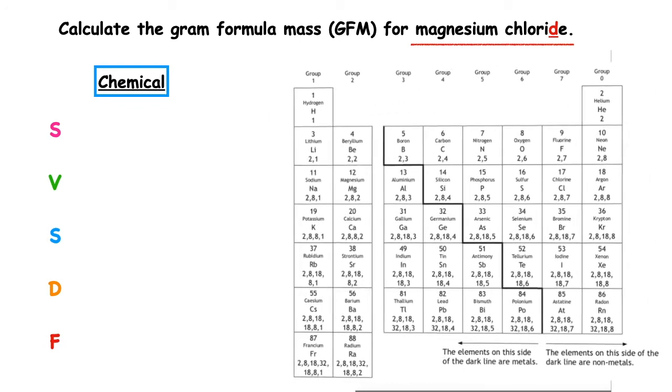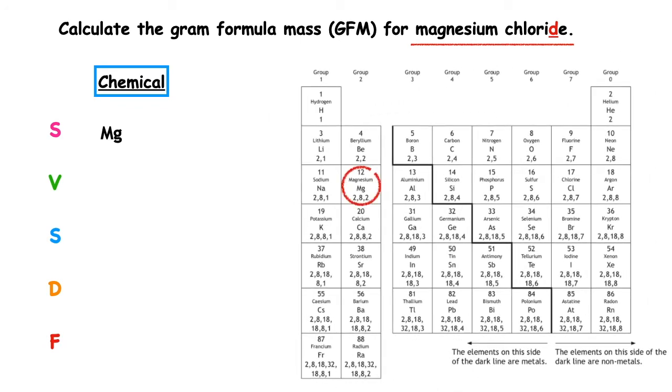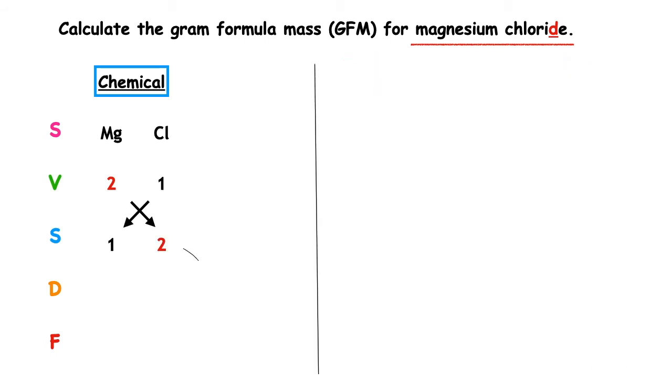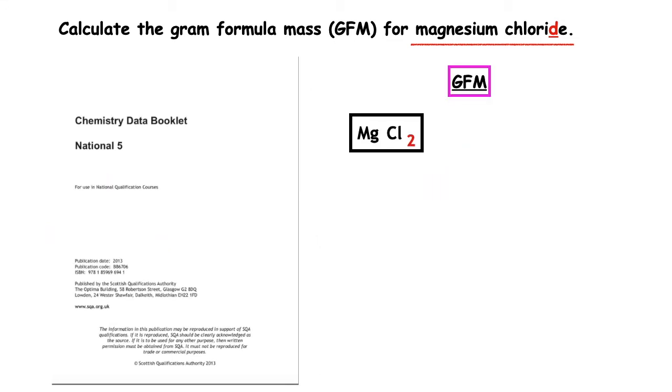In this example, we want to calculate the gram formula mass for magnesium chloride. We start off with our SVSDF, the symbol for magnesium, Mg, found in group 2, valency 2. Chlorine has a chemical symbol Cl. It's found in group 7, valency 1. We swap the valencies over. Highest number both can be divided by, to keep it a whole number, is 1, which means the chemical formula this time is MgCl2. How many Mg have we got? We've got 1, but we don't write 1s.